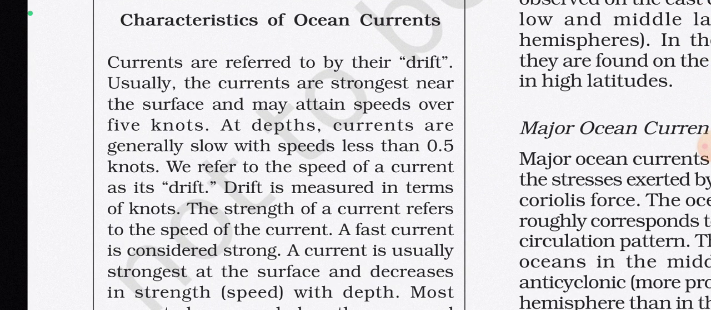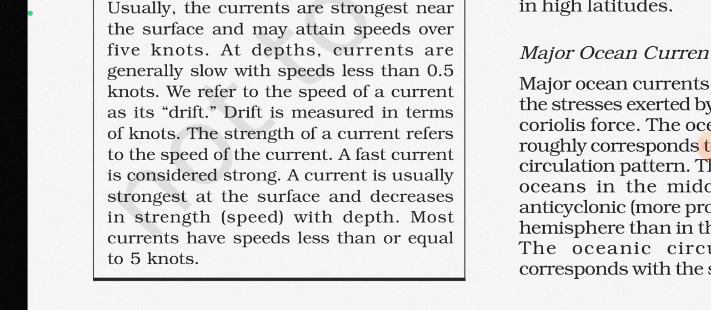Now, characteristics of ocean currents. So currents are referred to by their drift. Usually the currents are strongest near the surface and may attain speeds over 5 knots. At depth, currents are generally slow with speeds less than 0.5 knots. We refer to the speed of a current as its drift.